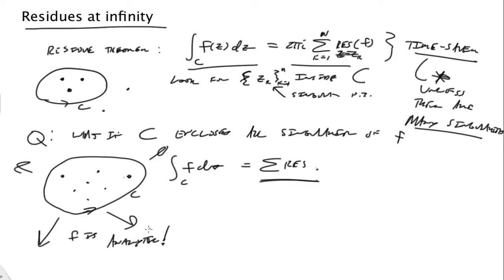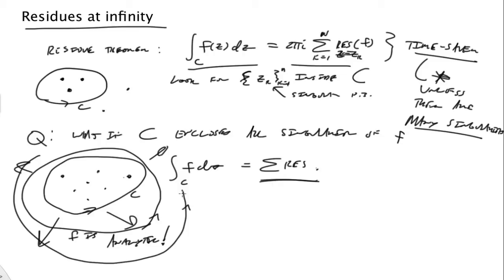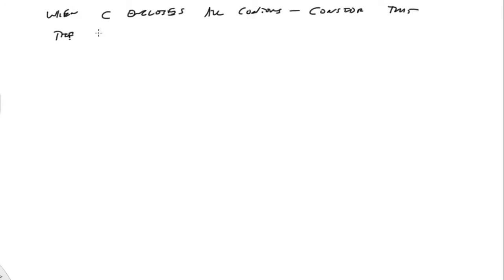Okay, so one thing I can do, of course, is deform my contour so it's bigger and bigger and bigger. I can enclose more and more space inside this contour. And so it turns out that leads to a really nice perspective. So again, when C encloses all singularities, we can take a different perspective. We're going to consider that the contour C encloses the point at infinity.